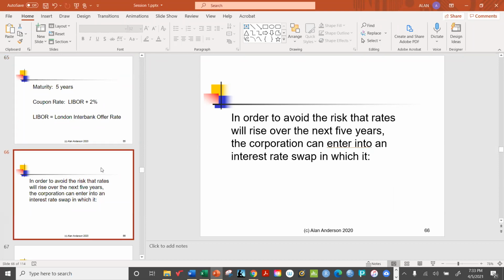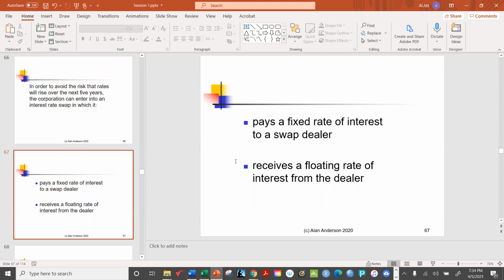In fact, let's just say that the corporation decides, maybe we shouldn't have done that. If only we'd given out a fixed rate bond, we wouldn't be in this mess. So why don't we do this? We'll enter into a swap with a dealer in which we are going to pay a fixed rate of interest to the dealer. And in exchange, they'll pay us back a floating rate of interest, which resets every year. That rate will be LIBOR.